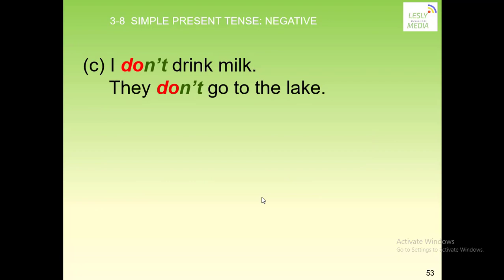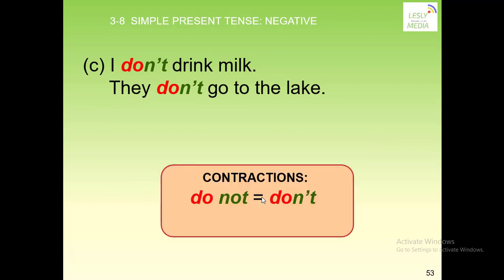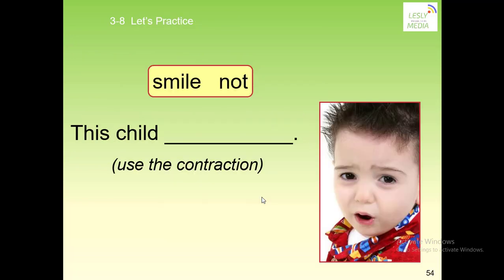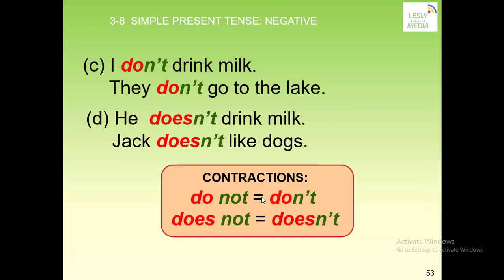I don't drink milk. They don't go to the lake. This is the contraction. Do not will become don't. Yeah, it is the same if you want to write do not or don't. He doesn't drink milk. Jack doesn't like dogs. Okay, this is the contraction. Does not becomes doesn't. It is the same, yeah?